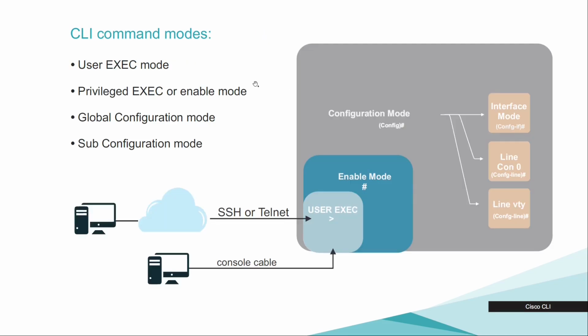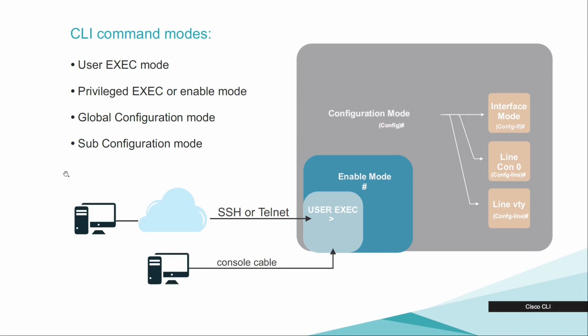For the Cisco CLI, Cisco uses more than one mode. We have the user exec mode, the privileged exec or enable mode, the global configuration mode, and the sub configuration mode. Cisco uses those modes to add a layer of security for accessing the network equipment.